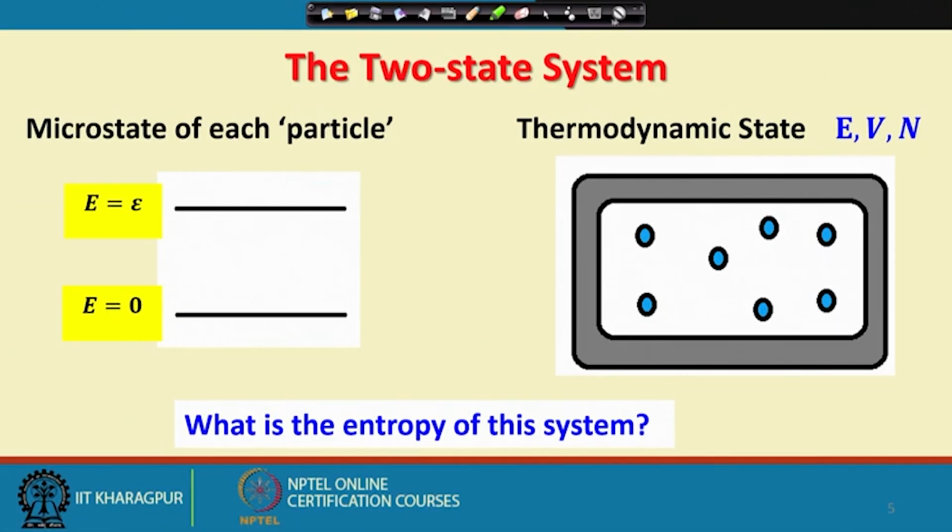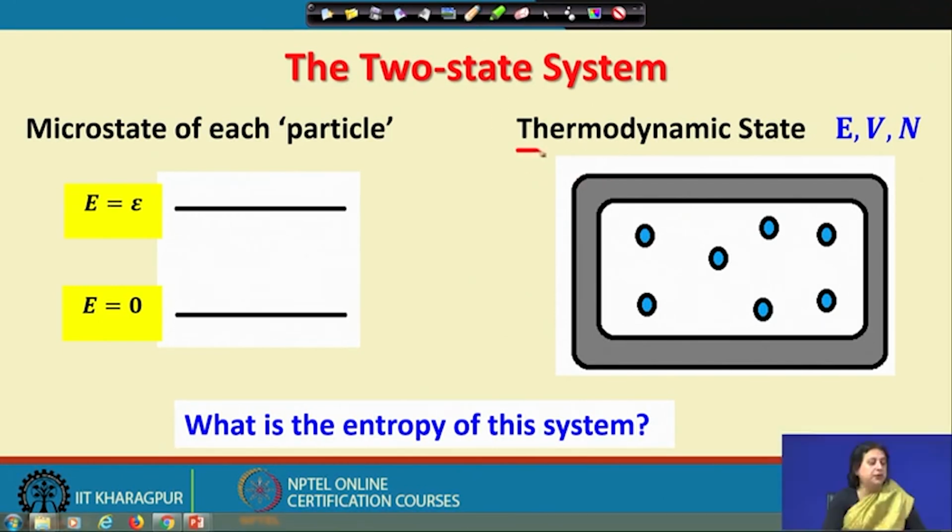So, let me introduce this two-state system as follows. First of all, I must have for the ensemble a definition of the thermodynamic state. So, I have the thermodynamic state specified as some given value of the total energy of the system, some volume of the system and a total number of particles. In this picture I show typically what I mean by this. My system has a fixed volume, it is surrounded by a rigid adiabatic impermeable wall, and I have these particles in the system which I have shown here.